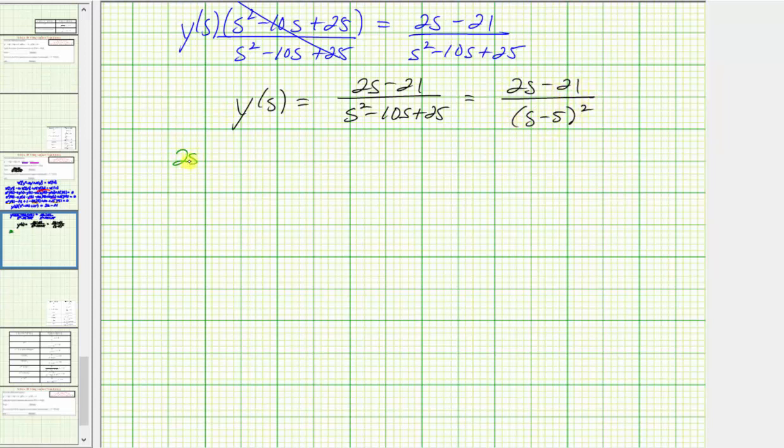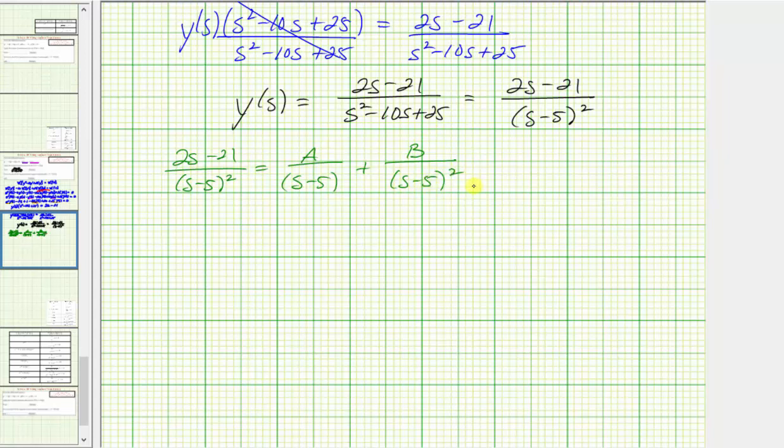So we have the quantity 2s minus 21 divided by the quantity s minus 5 squared. And notice how we have two linear factors here. So we'll have a sum of two fractions, where we'll first have a divided by one factor of s minus 5. And then because this linear factor is repeated, we'll have plus b divided by the quantity s minus 5 squared.